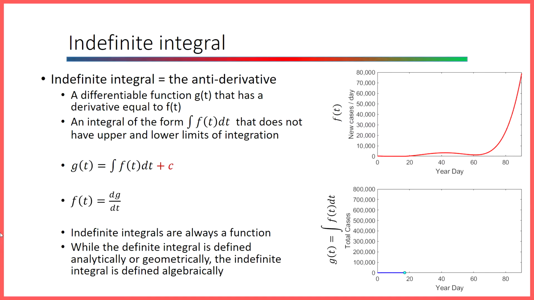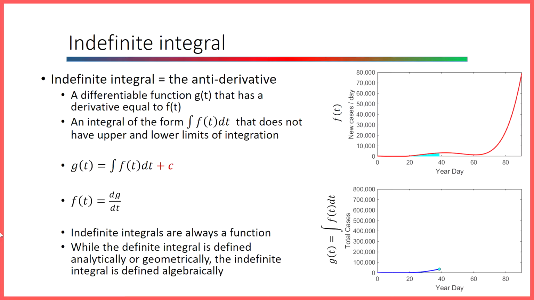That allows us to write a function, g of t, for the antiderivative. Remember that our function g of t is the integral of f of t dt, or in other words, the antiderivative of f of t. Of course, that also implies that the derivative of g of t must be equal to f of t. The derivative of the total number of cases with respect to time must be equal to the amount of cases per day, and the integral of the number of new cases per day should be equal to the total cases.